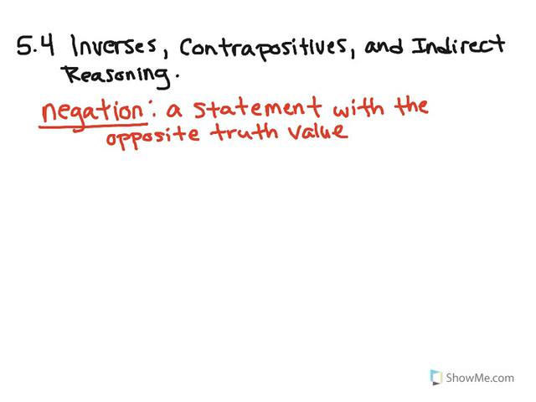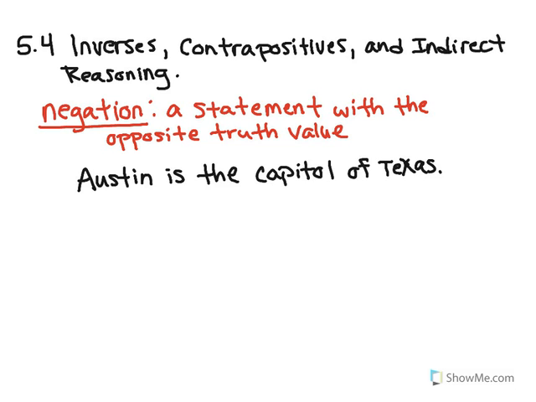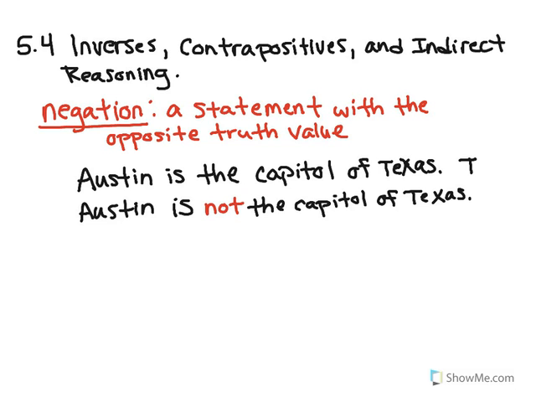So, for example, let's take a look at the statement, Austin is the capital of Texas. Now, this has a true truth value. So if I wanted to make the negation of this, I would say, Austin is not the capital of Texas. And this is a false statement. So a negation is just a statement that has the opposite truth value.